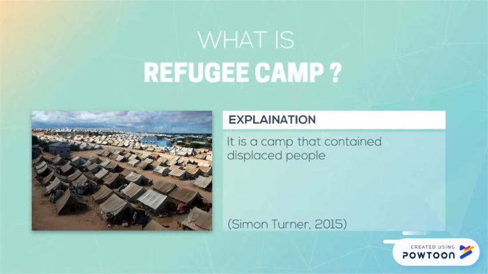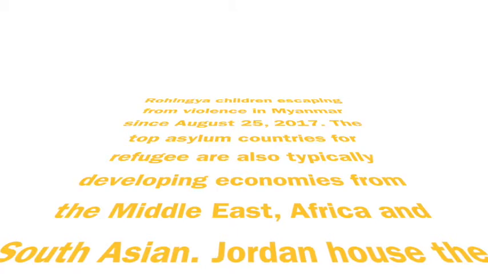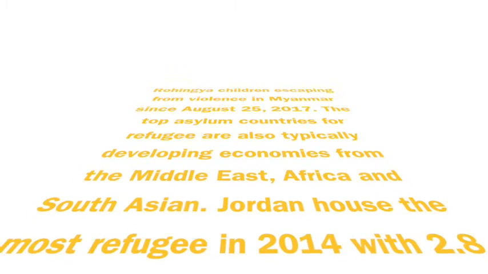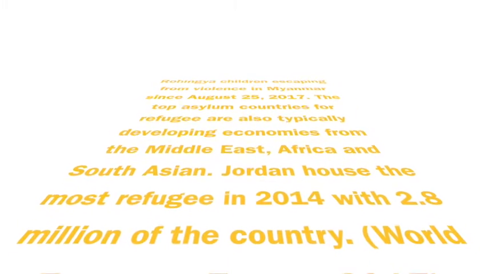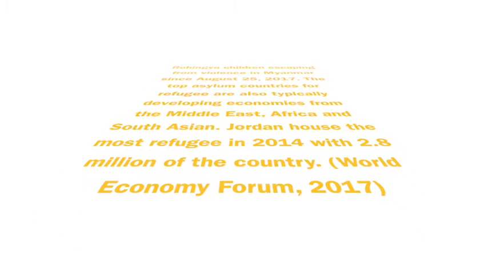What is a refugee camp? It is a camp that contains displaced people. Rohingya children escaping from violence in Myanmar since August 25, 2017. The top asylum countries for refugees are also typically developing economies from the Middle East, Africa, and South Asia. Jordan housed the most refugees in 2014 with 2.8 million in the country.